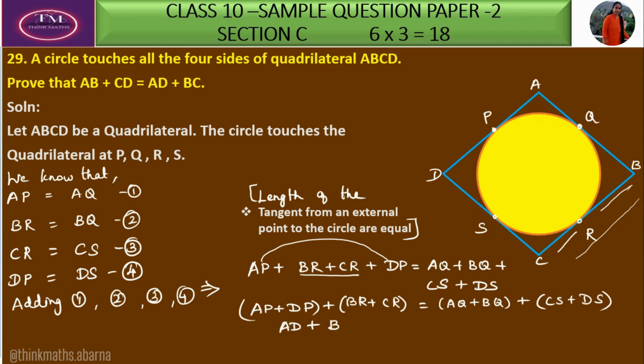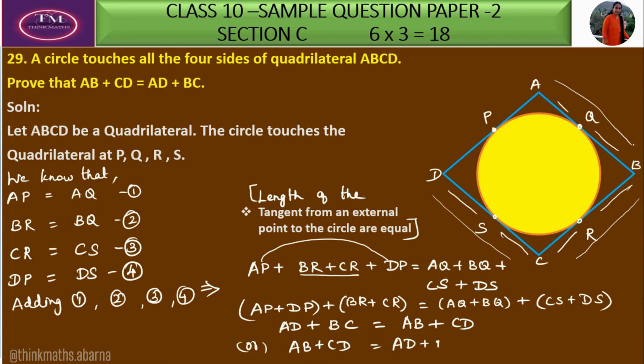So AD plus BC is equal to AQ plus BQ. If we add both these, we will get AB. So AB plus CS plus DS, which is nothing but CD. So also we can write, just to change left hand side and right hand side, AB plus CD equal to AD plus BC. I have taken the right hand side as such to the left hand side and the left hand side as such to the right hand side, because the question is in such a way. Okay. So we have proved it.